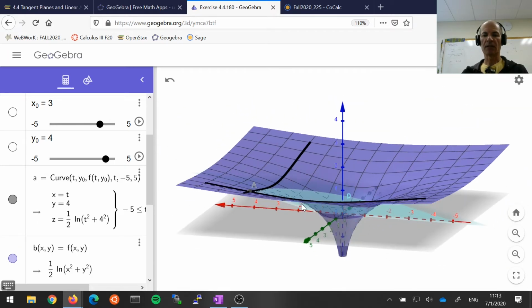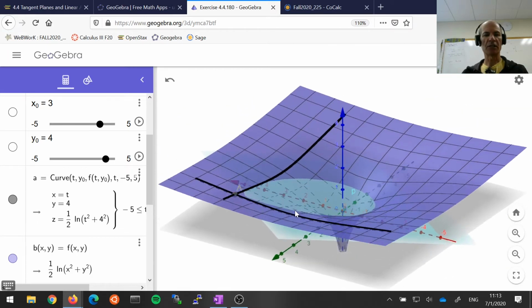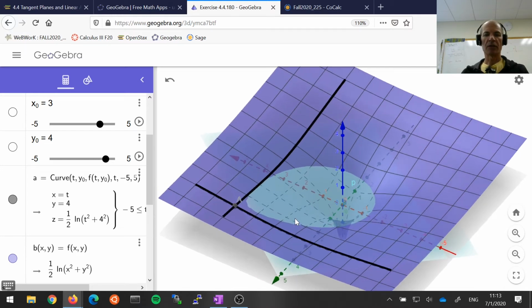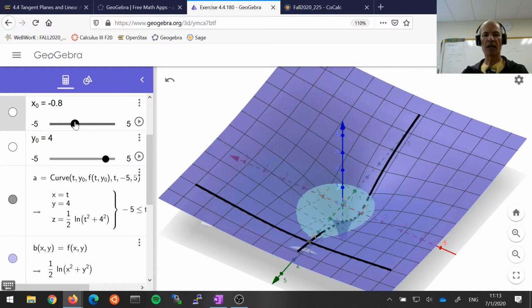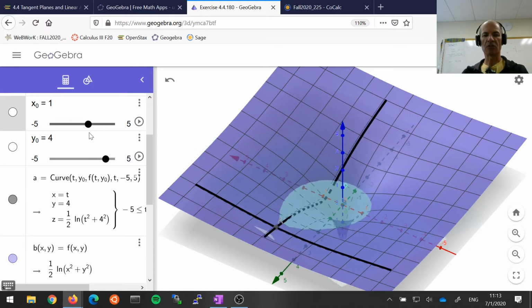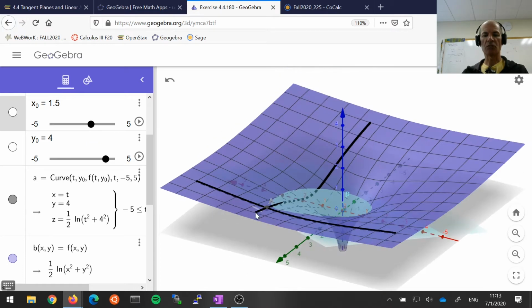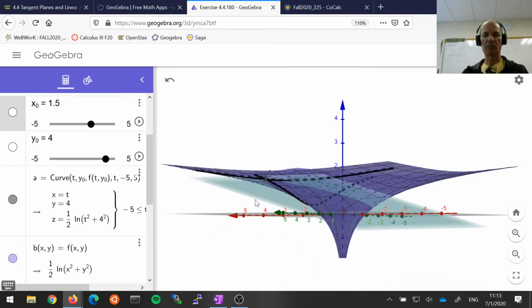So that's what's going on here, and the mathematics is over in your notes. And I've written this generally so that I can move x naught and y naught around, and if you change x naught, the point of tangency, you can see the plane shifting around beneath it, the tangent plane kind of moving around beneath it.